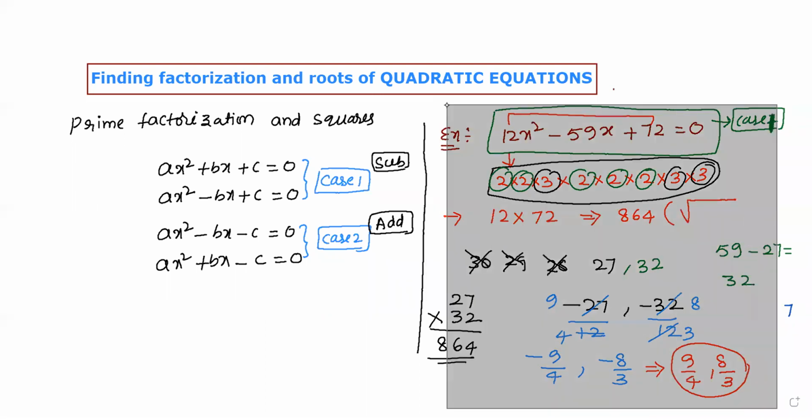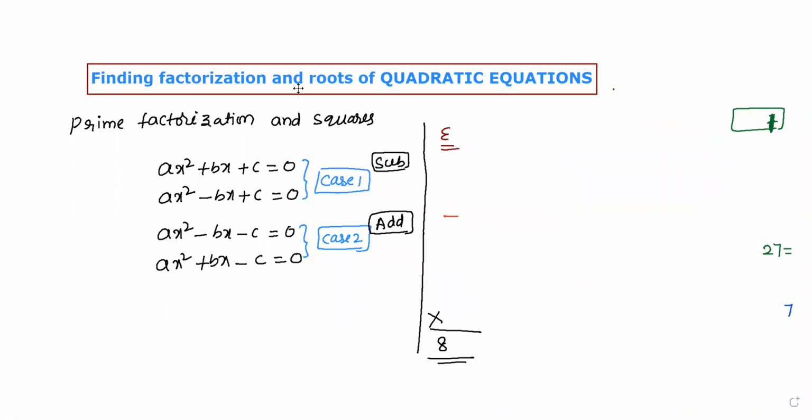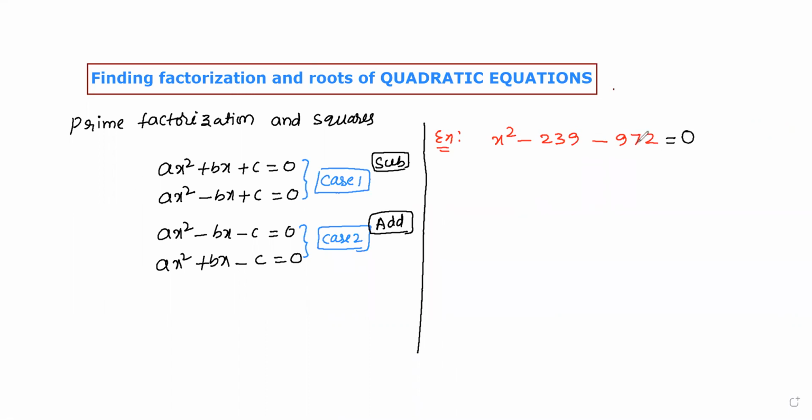Okay, let me take another example. This example is very unique compared with the last two examples. Suppose you see here, x square minus 239 x minus 972 I have taken here. Now, if you find the prime factorization of 972, it will take so much time. So that is the reason I'm not finding the prime factorization of 972.